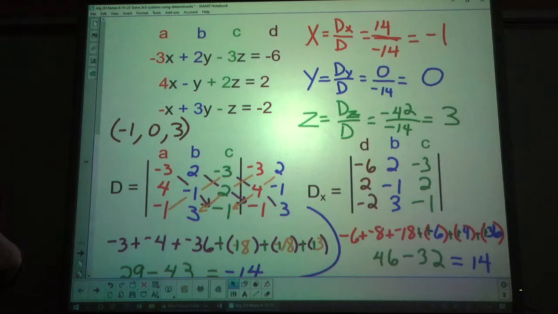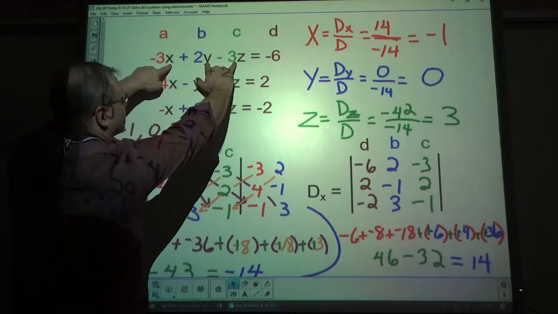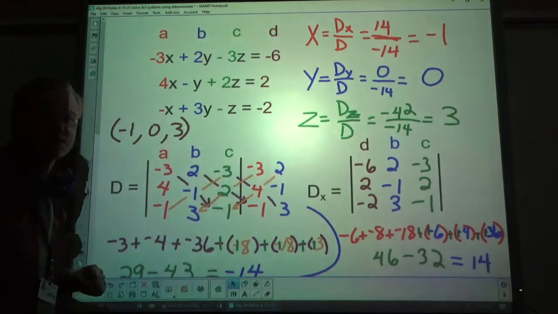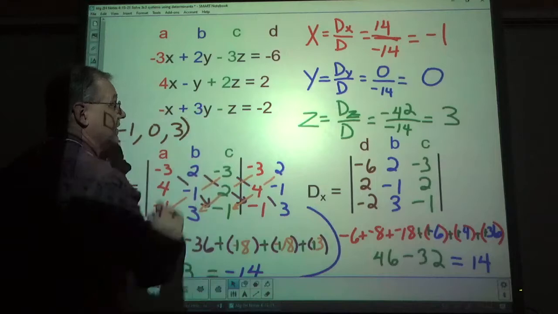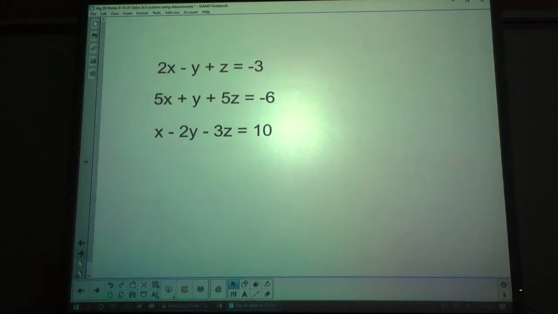Now, every time I've done these, especially on a test or quiz, I will then take these and plug them in, x, y, z, and make sure they equal the other side for all 3. If that works, then you know you've got your answer correct. Give this one a try and see how you do.